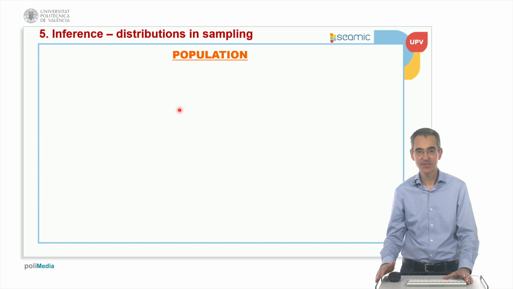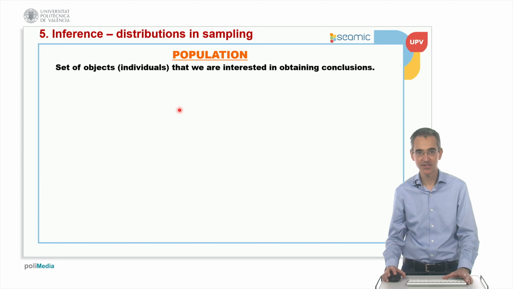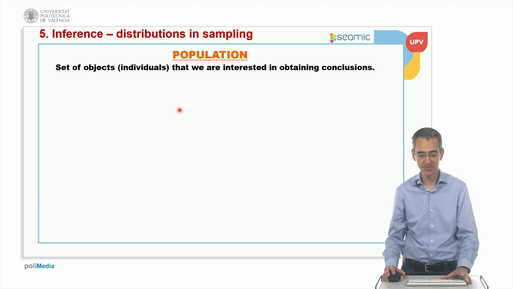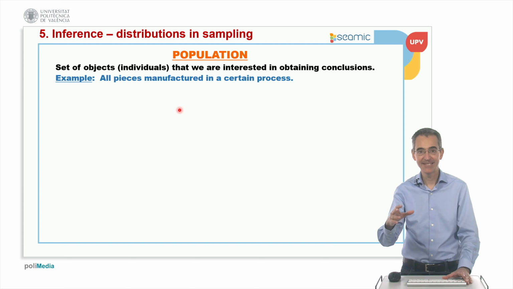I'm going to start with some definitions about basic concepts in statistics that we explained in the beginning of the first unit of statistics. Population. The population is the set of objects or individuals that we are interested in obtaining information or conclusions about. Usually, we don't have the data corresponding to all individuals. This is quite common.